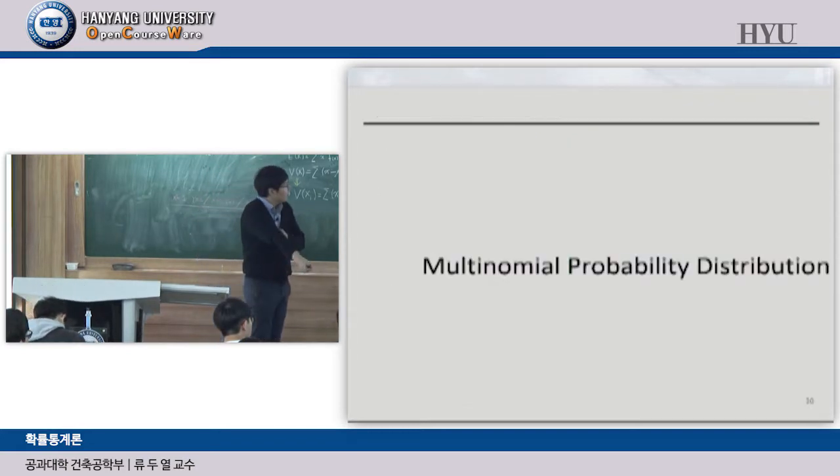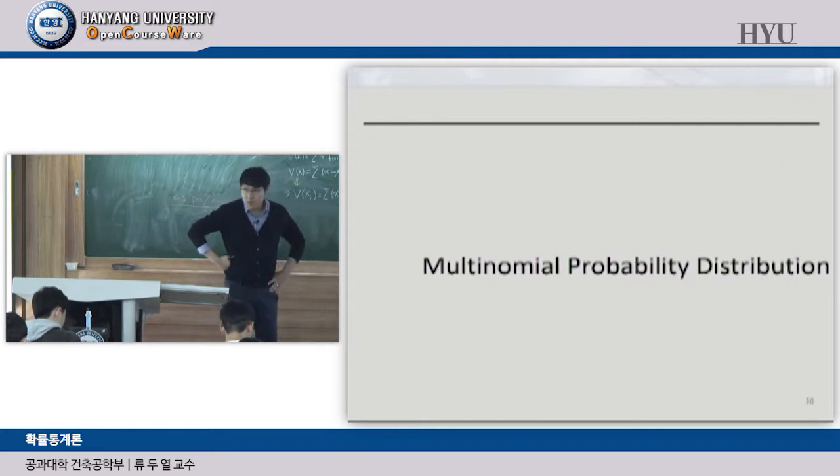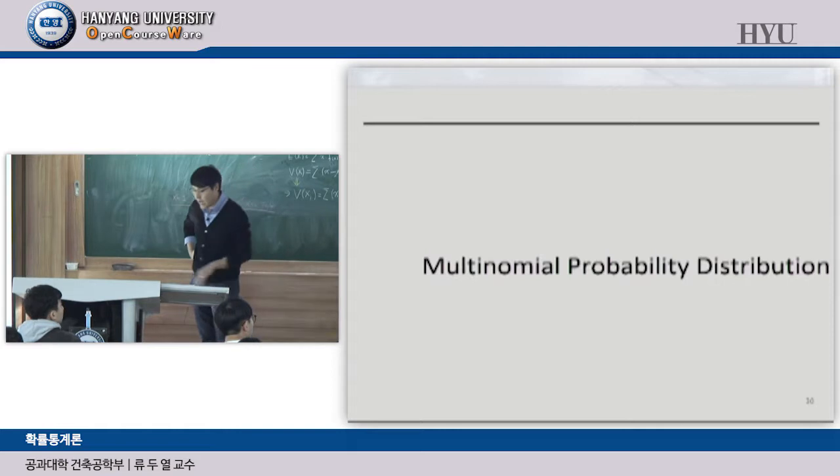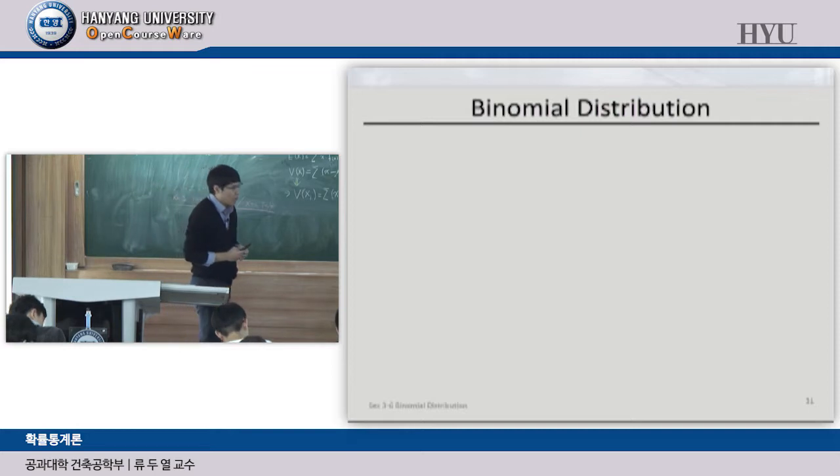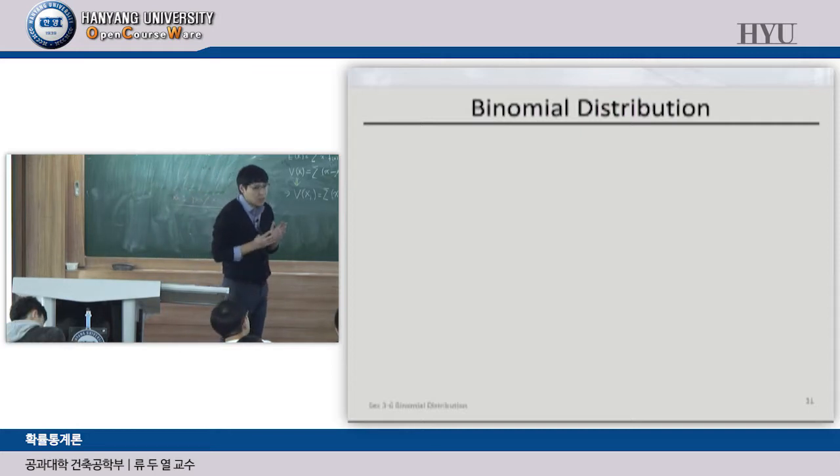And now, we are going to learn about the multinomial distribution, which is called 다항분포. To understand the multinomial probability distribution, we first remind ourselves what the binomial distribution is. Okay? Binomial distribution is called 이항분포.